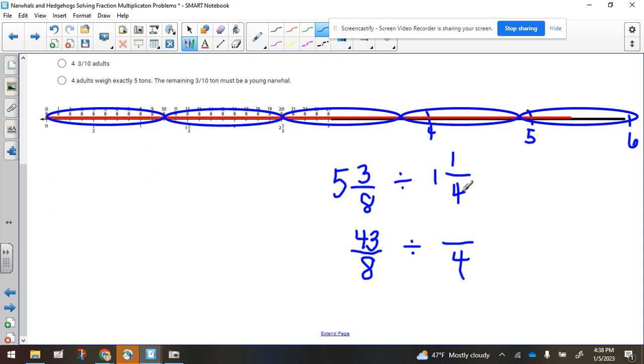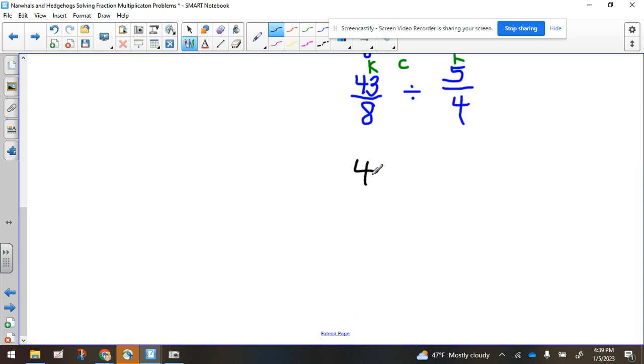And this is an improper fraction. Multiply 4 times 1, which is 4, and add this in and get 5. Then we say to ourselves, keep, change, flip, which really means we're multiplying by the reciprocal of the divisor. So this stays as 43/8. We change this to multiplication, and we flip this to its reciprocal.